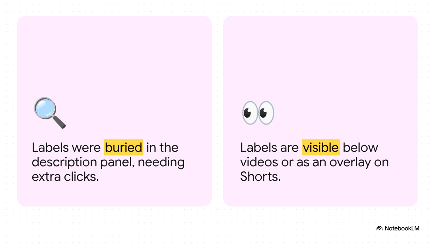But now, absolute transparency. For your traditional long-form content, the AI label sits right below the video player. And for shorts, it's this completely unmissable on-screen overlay right on the video itself. It's totally transparent, perfectly upfront, and guarantees that you know exactly what you're watching without any extra effort at all.